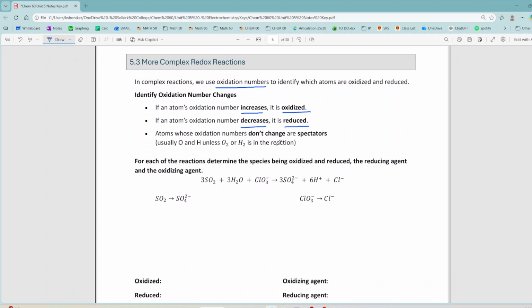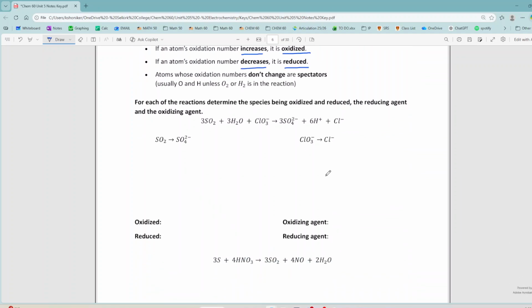So this is usually going to be your oxygens and your hydrogens, unless there's a diatomic oxygen or a diatomic hydrogen, or like a free oxygen or a free hydrogen is in the reaction. And you'll see what I mean as we go through some examples. So in this first one, we've got 3 species on the left and 3 species on the right. We have to try to find the compound that has an element in it which is being oxidized or reduced.